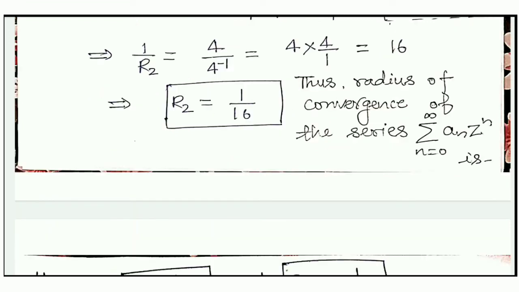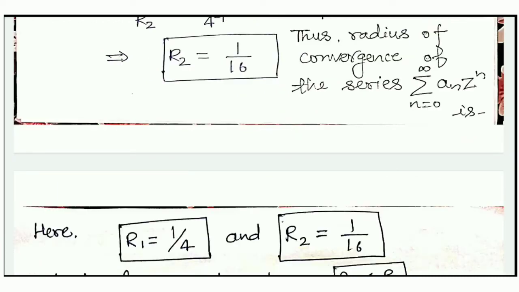In this way we have obtained the radii of convergence of both the power series, by summing which the resultant series summation an z to the power n has been obtained. So according to the fact we have discussed above, the radius of convergence of the resultant power series summation an z to the power n will be the minimum of r1 and r2. So let's move ahead and see.